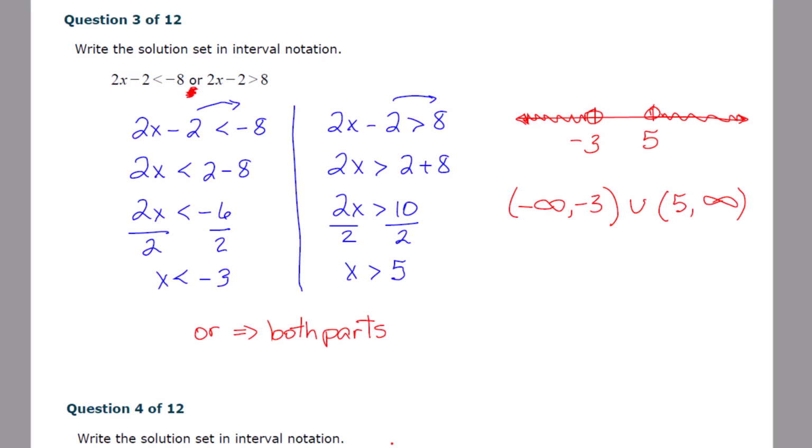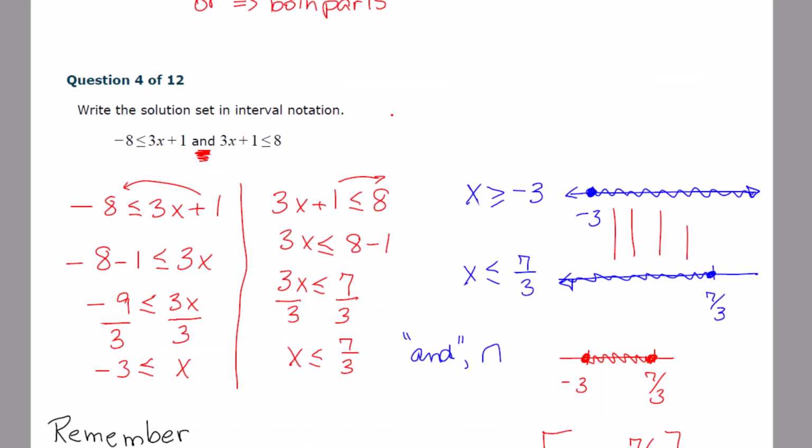And then I got the other piece. Let's see. I move the 2 again. 8 and 2 is 10. Divide both sides by 2. 10 divided by 2 is 5. And so I want all the things bigger than 5, no equal, open dot. Since it's an OR, I want both parts. So I've got the left part, the right part, and my U for union because I've got multiple pieces.